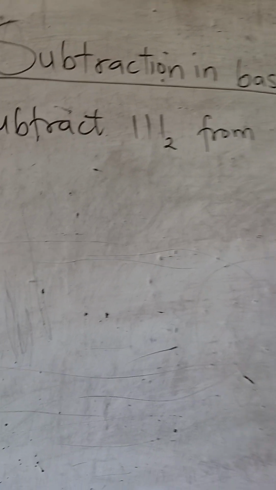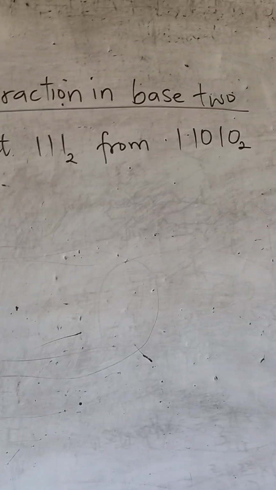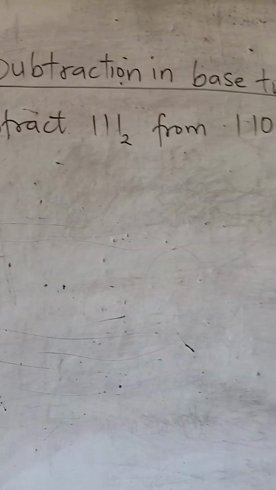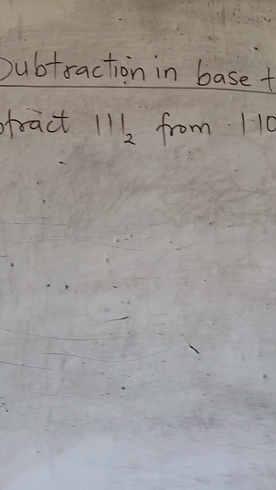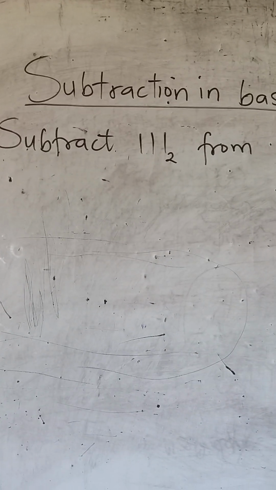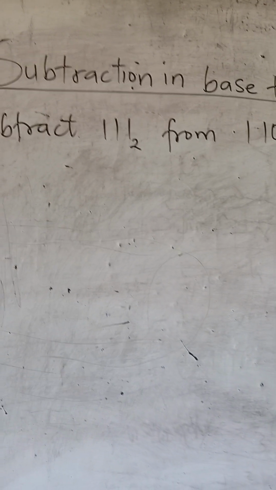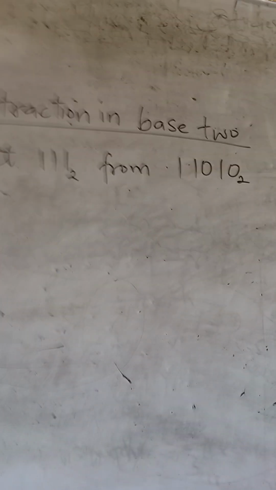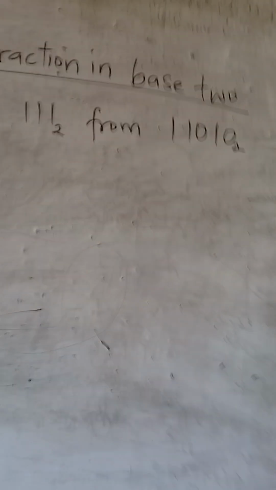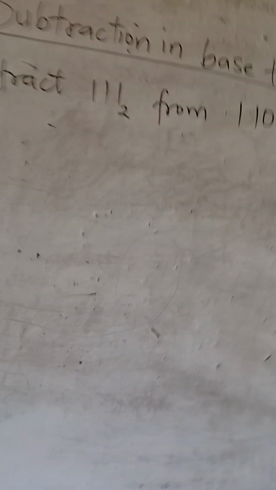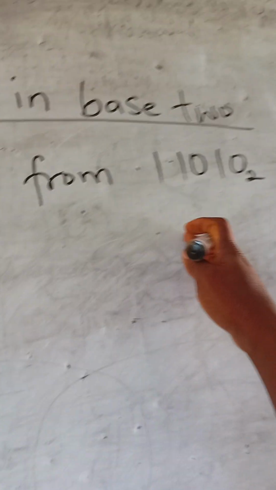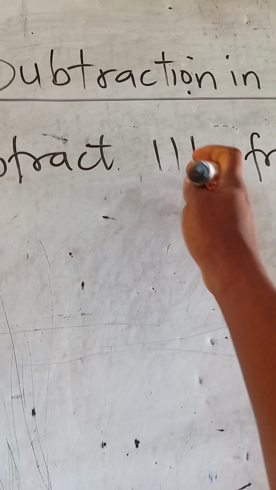We are going to look at subtraction in base 2, and we are going to use this example to illustrate. We have to subtract 111 base 2 from 11010 base 2. So we start by arranging our numbers. We are removing this one from this one, so that means we are doing this minus this.